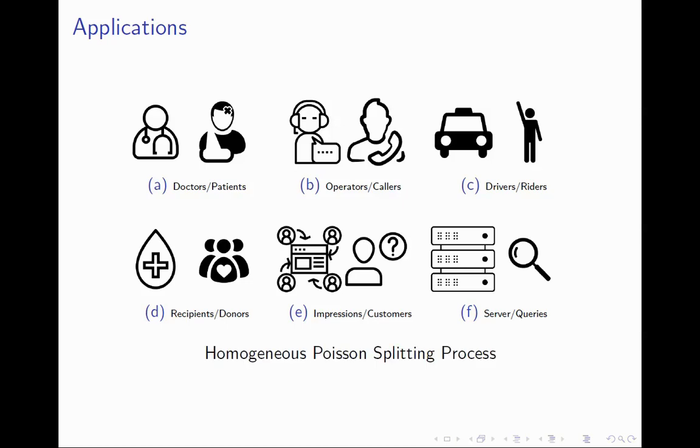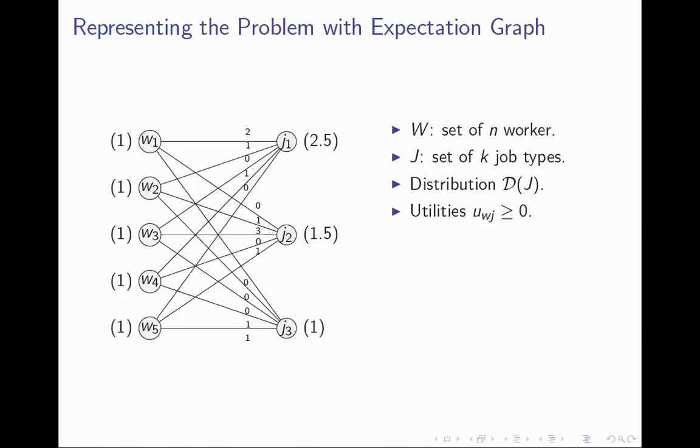In fact, to use the more general terminology of queuing theory, whenever jobs arrive to a system according to a homogeneous Poisson splitting process, it makes sense to model the matching within that system as an i.i.d. arrival by job type.